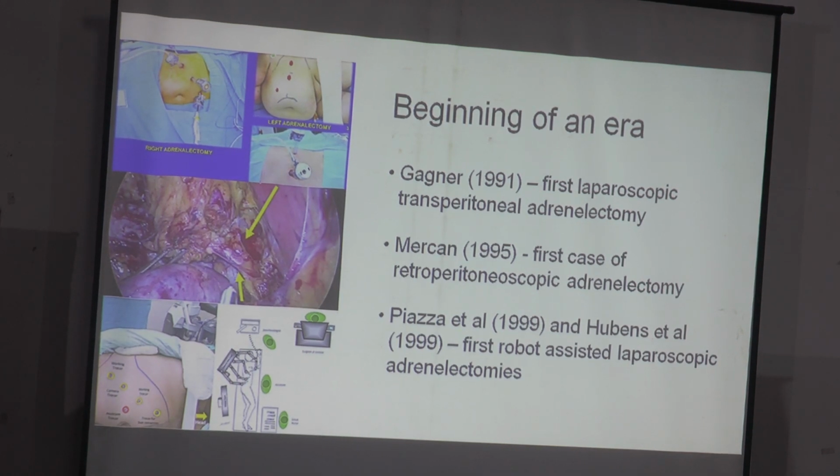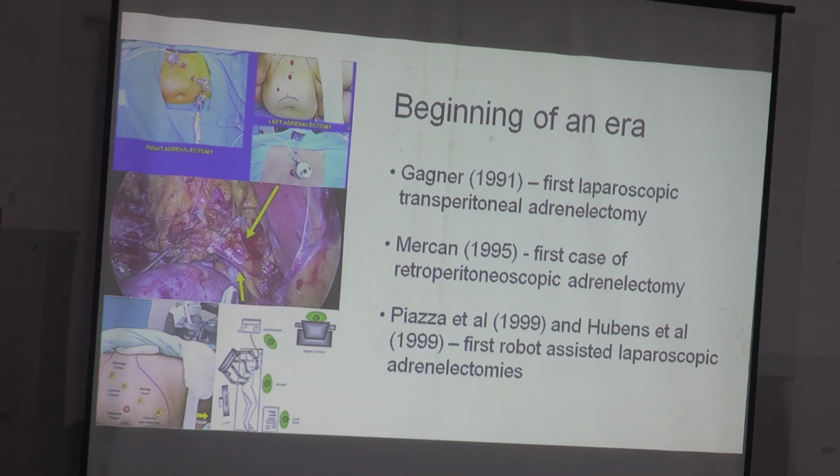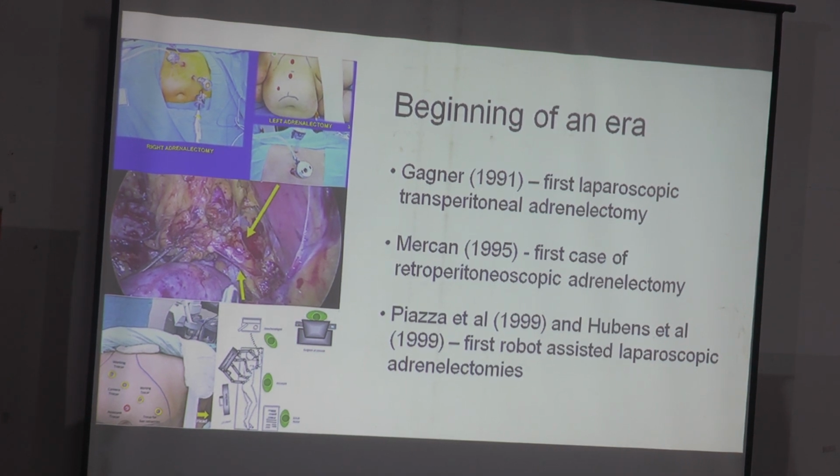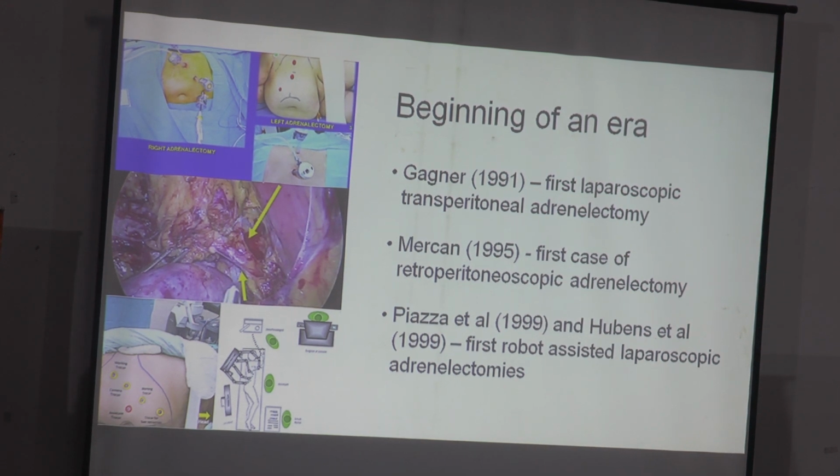Now, beginning of an era. Dr. Gagner performed the first laparoscopic transperitoneal adrenalectomy in 1991. Mersan in 1995 performed the first case of retroperitonioscopic adrenalectomy. And Piazza et al. and Hubens et al. in 1999 reported the first robot-assisted laparoscopic adrenalectomies.